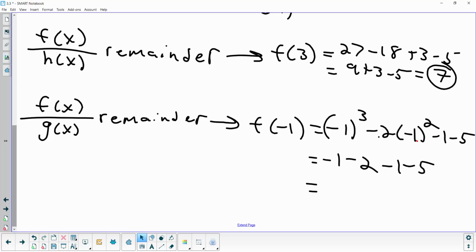And Abigail, negative 1 minus 2. Negative 2. Minus 1. Negative 4. And minus 5 more. Negative 9. Negative 9. So there's my remainder, negative 9.